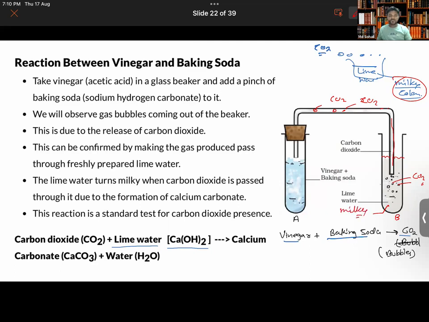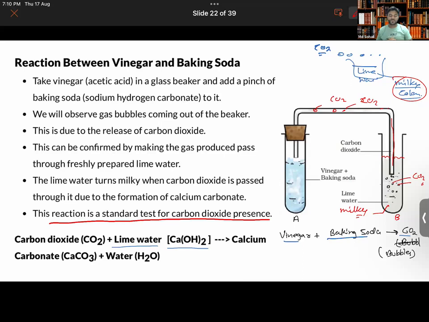Getting it? Yes. In fact, in the chemistry laboratory, this reaction is a standard test for the presence of carbon dioxide. Suppose you are doing a reaction between two chemical compounds and a gas has evolved, but you don't know what gas. You can't inhale it or do anything else with it because it might be dangerous. So you will pass that gas over lime water, and if the color changes to milky, then it is confirmed that the gas evolved in that reaction is carbon dioxide. Getting it, guys?